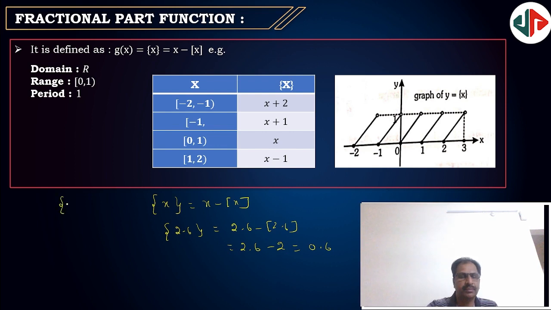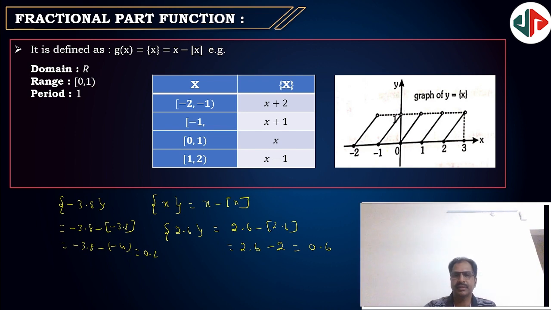Then what is fractional part of minus 3.8? As per definition, this is nothing but minus 3.8 minus floor of minus 3.8. So this is minus 3.8. What is floor of minus 3.8? Minus 4. So this is nothing but 4 minus 3.8, 0.2.